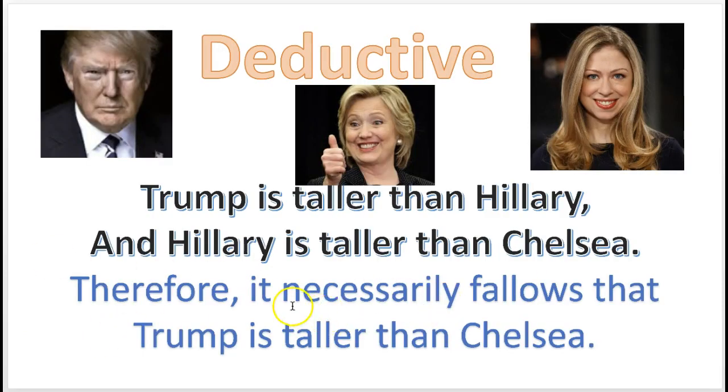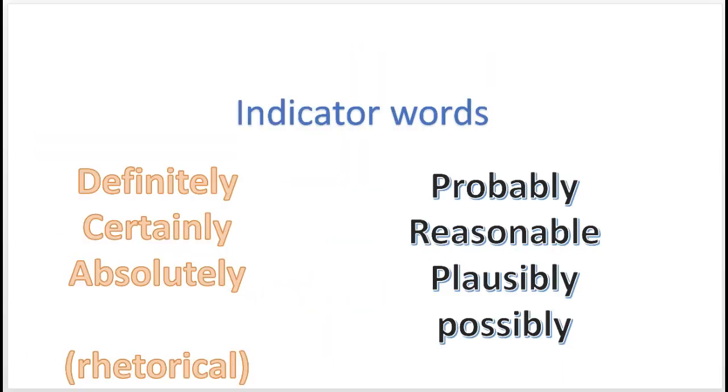Sometimes arguments will not have these indicator words, but you can see the inferential strength of the premises to the conclusion. Some indicator words for deductive arguments are words like definitely, it's certainly the case, or it absolutely must be. Sometimes it may not be a deductive argument, but people will use these words to attempt to give the argument emphasis. It's a rhetorical device, so watch out for that. But these are mainly the indicator words for deductive arguments. Now, some indicator words for inductive arguments are words like probably, it probably is the case, or it's reasonable to conclude.